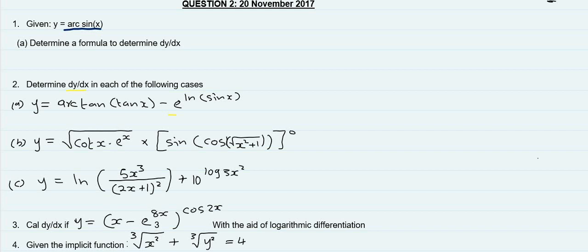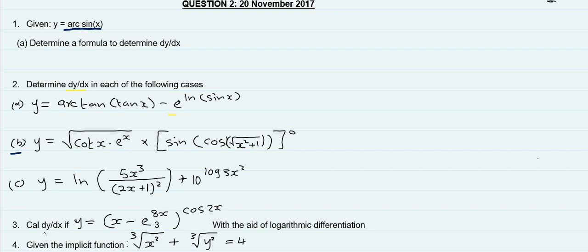Number 3, b: y equals the square root of cot x multiplied by e to the exponent x, multiplied by brackets sine of angle 1 over cos of the square root of x squared plus 1, all to the power 0. Then c: y equals the ln of 5x cubed all over (2x plus 1) squared, all in brackets.